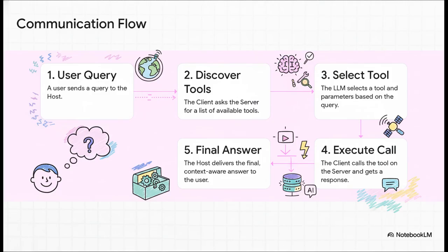First, a user types a query into the host application. Then the MCP client on that host reaches out to a server and asks, "Hey, what tools do you have available?" Based on the user's query, the LLM then intelligently picks the right tool and figures out the parameters to use. The client then makes the call, the server runs the tool, and sends back a response. And finally, the host takes that response and gives the user their final context-aware answer.